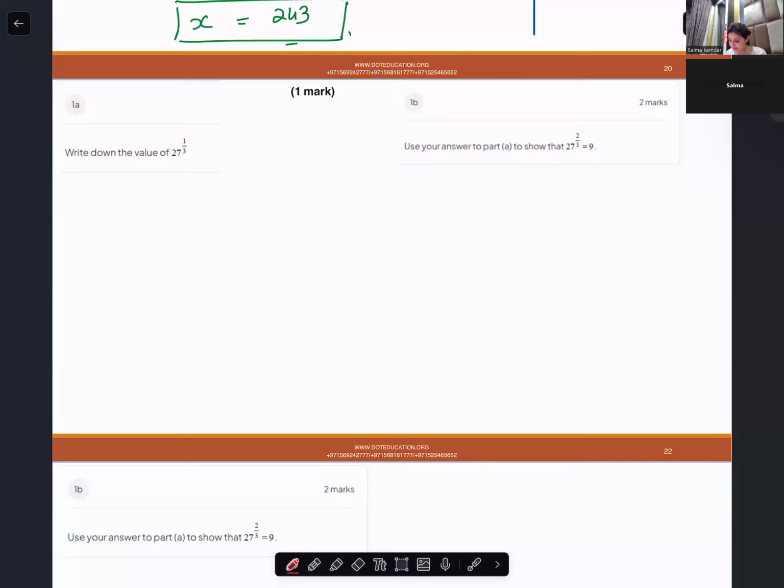I have to write down the value of 27 raised to 1 by 3. Since I want to write the value of 27 raised to 1 by 3, you can use the calculator also, and the calculator would directly give you the answer 3. Alternatively, you can say x is equal to 27 raised to 1 by 3.